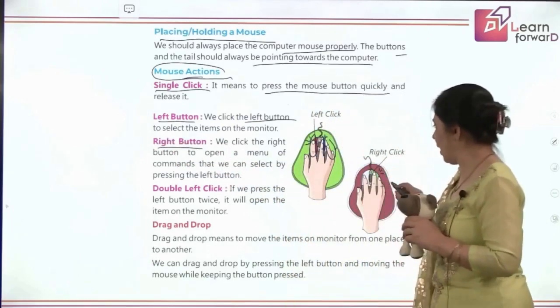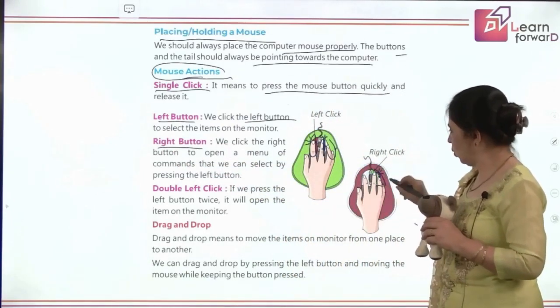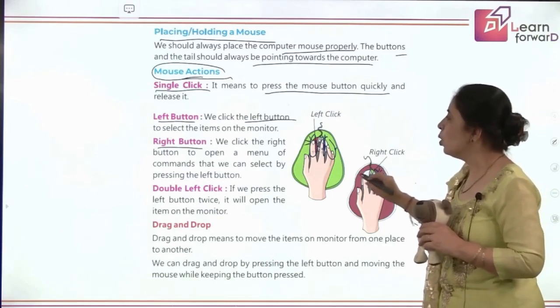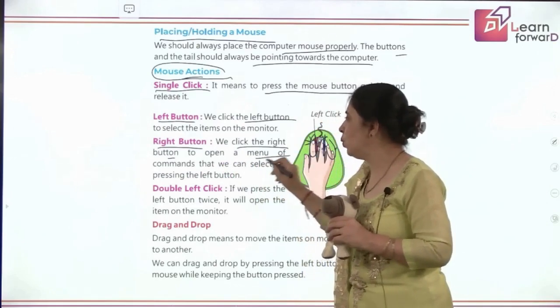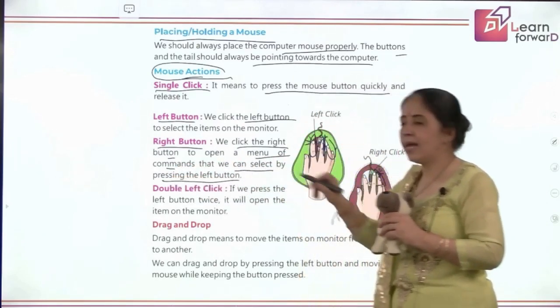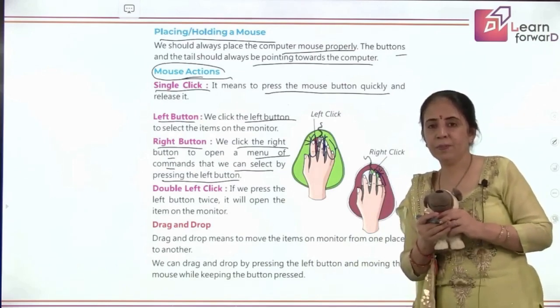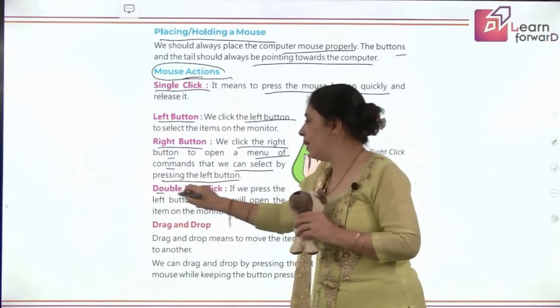Then we have a right button. This is your right button. When you click on this right area, you could see this green color. So we click on the right button to open some menu of commands that we can select by clicking on the left button. Okay, and then we talk about double left click.